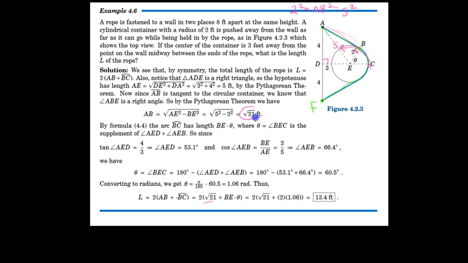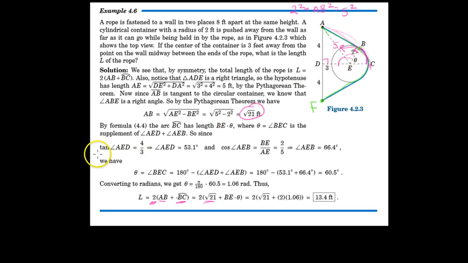And then we need to find arc BC. So our plan of attack is to take 2, because we're going to double it, times length AB plus arc BC. We've already found AB, so all we need to find is the measure of angle BEC. We can find it because angle AED is in a right triangle, and also angle AEB, and we can subtract those from 180 degrees, and that's what they're doing.